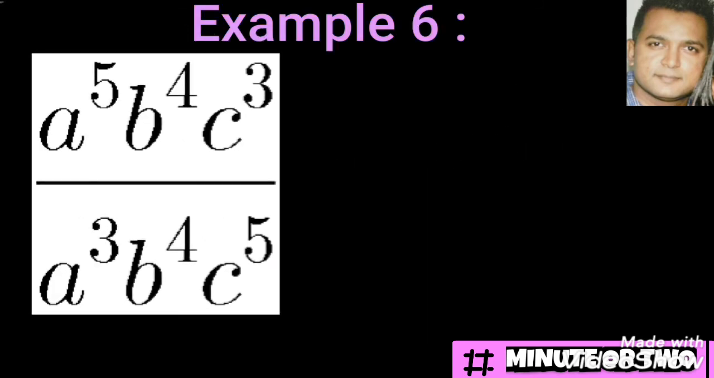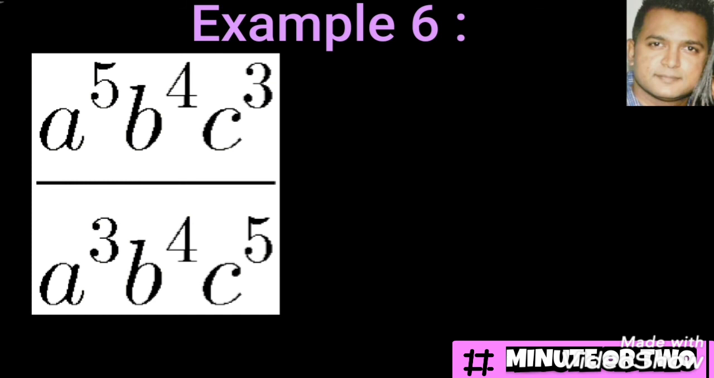In the next example, using the same principle we've just learned, we can see the bases are the same and they're being divided, so we will apply the rule, which will be law 2. So a5 and a3, when we subtract them, it will be a to the power 2, and this will appear at the top because the larger number or exponent is at the top.